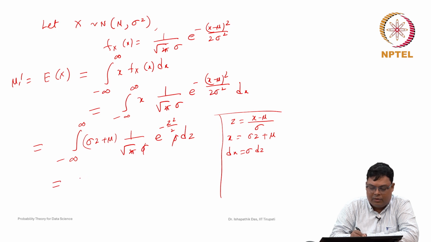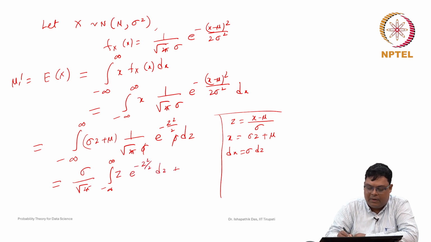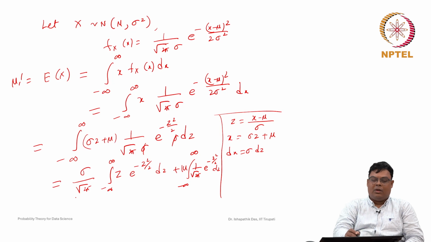It is nothing but 1 by root 2 pi integration from minus infinity to plus infinity of sigma z, with sigma outside, so sigma by root 2 pi z e to the power of minus z square by 2 dz, plus the remaining part, minus infinity to plus infinity of mu times 1 by root 2 pi e to the power of minus z square by 2 dz. This is the simplification we found, because it is sigma z plus mu.